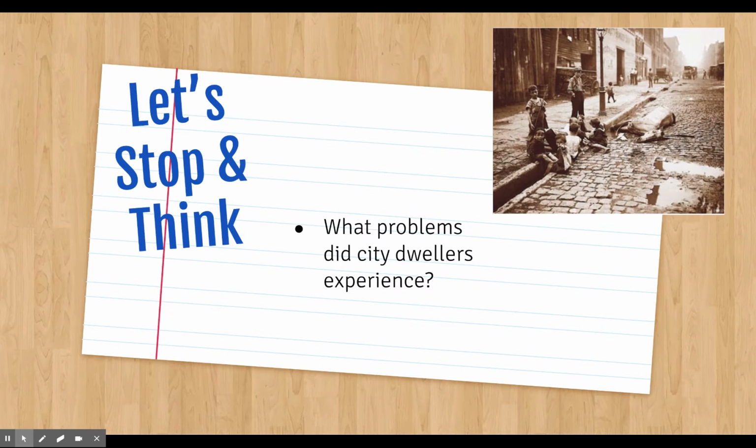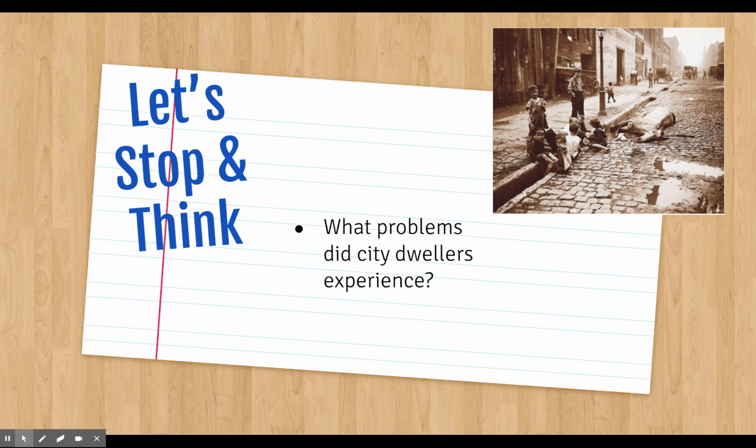So let's stop and think. What problems did city dwellers experience? And so in this picture, you can just kind of imagine the type of trash that people would have to experience on the streets. Here you see a dead horse with kids next to it.